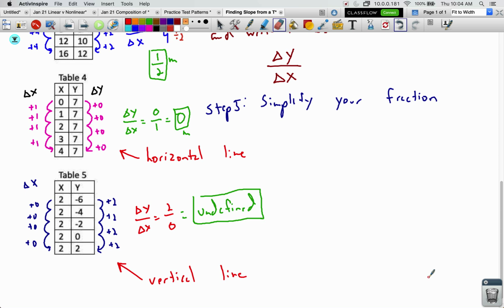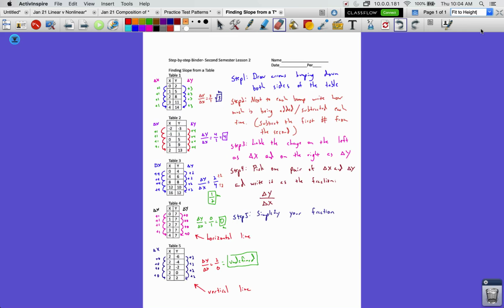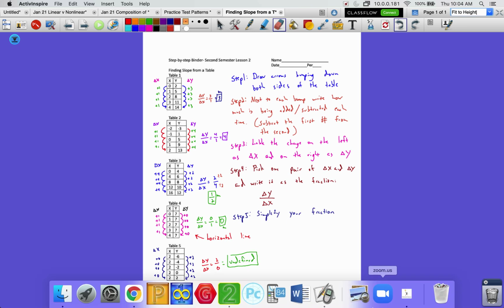All right, I'll embed a few more questions for you guys to do here. Let me zoom out so you can see the whole thing. If you want to pause it there, make sure you didn't miss anything, and have a good rest of your day.